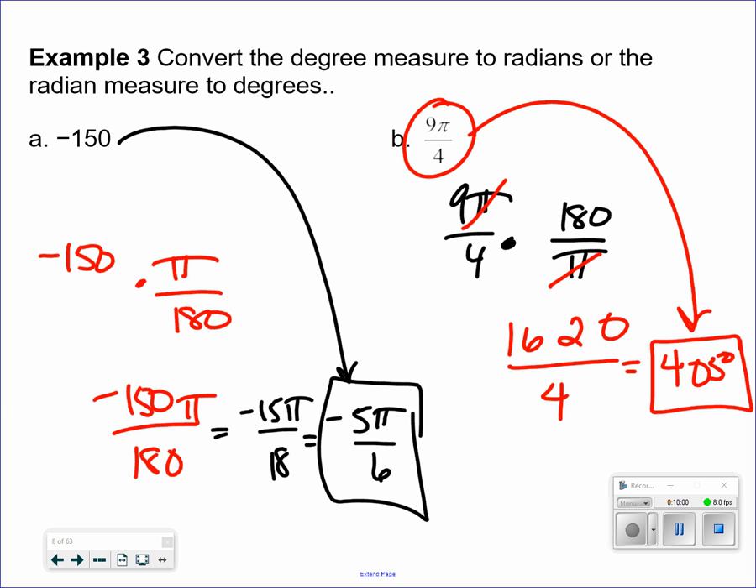I'm going to be honest with you. We are not going to be doing this that much. It's good to know, it's good to understand, but when you are given something in radians, you are going to want to keep it in radians. You are not going to want to transform this every single time from radians to degrees or even from degrees to radians.